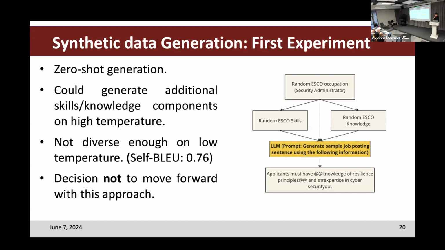The sentences were similarly structured, and that is proven by our self-BLEU score, which is 0.76. We'll see later that it is not that great, and we decided not to move forward with this approach at all. We will not use it later.